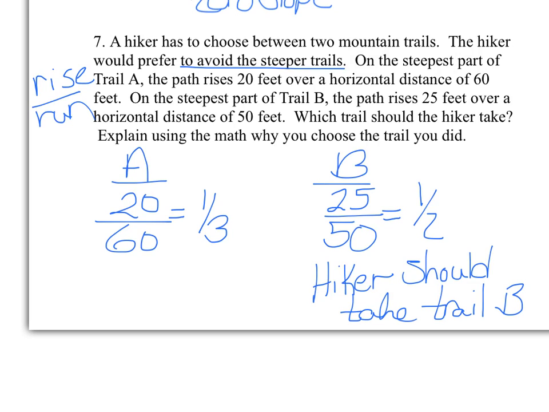And then it says explain using math why you chose the trail you did. You would want to talk about how slope is rise over run. So Trail A has a slope of 20 over 60, which reduces to 1/3. Trail B ends up having a slope of 25 over 50, which reduces to 1/2. You were then able to compare the fractions of 1/3 and 1/2, 1/2 ending up being less steep than the 1/3. But you have to talk about the rise over run. You would have to talk about how you simplified the fractions down. And then you would also need to mention how you compared those fractions. So those three pieces would all need to be a part of that.